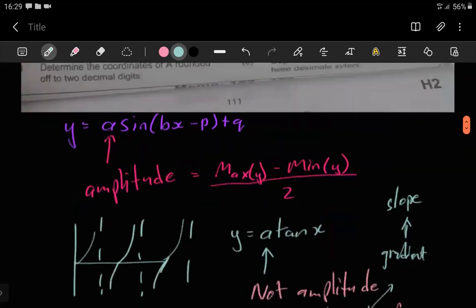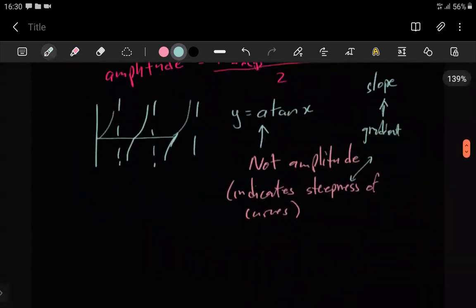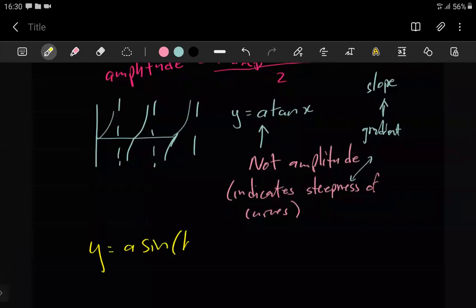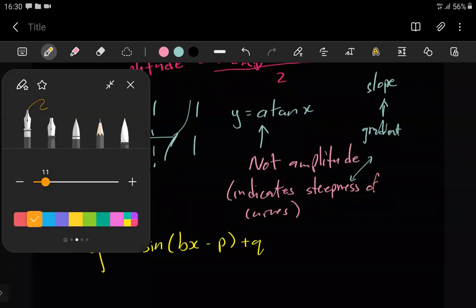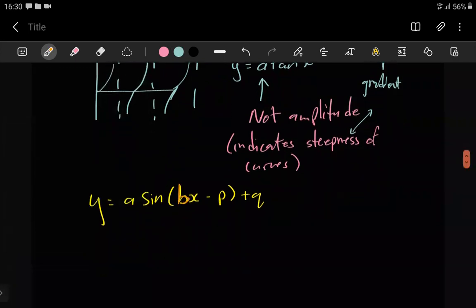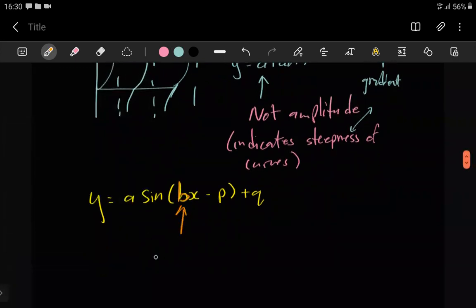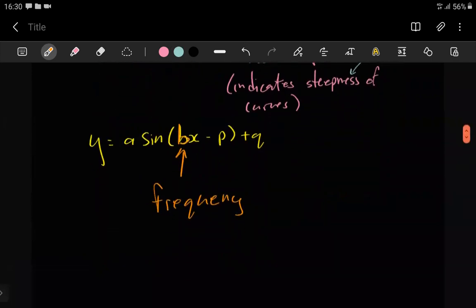So B, I'll have to just write this somewhere else now. With the equation that we wrote out, A sine B x, B is just a placeholder for the number that will be directly next to x. So this number that's directly next to x, we refer to it as frequency. Now frequency also has a formula. It is 360 divided by the period.